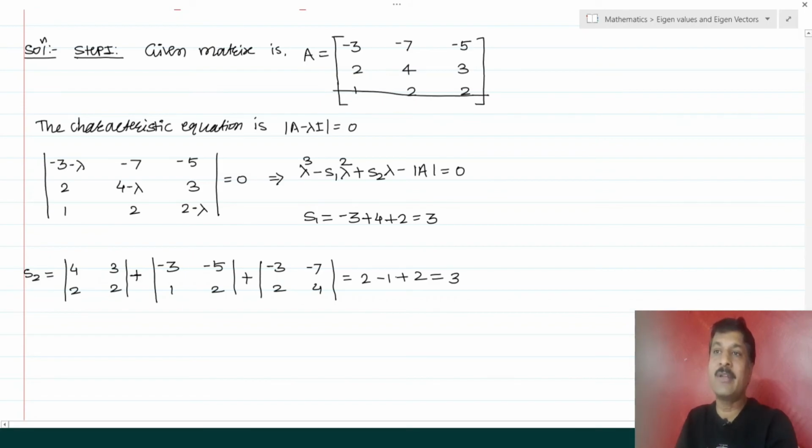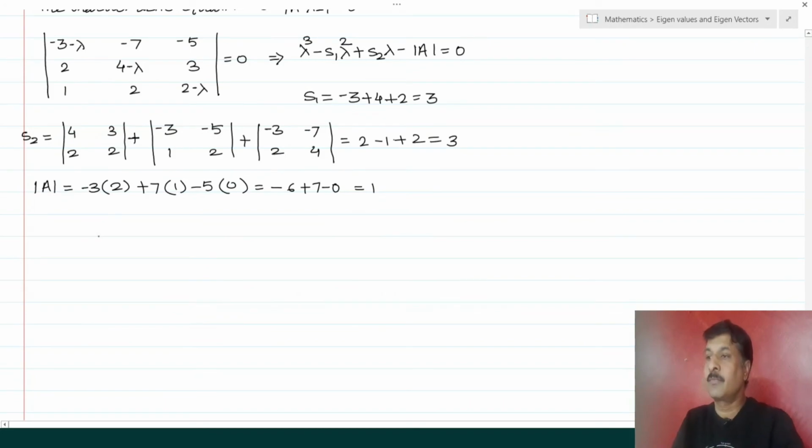And the third diagonal element is 2, so I am getting that the sum is equal to 2 minus 1 plus 2, that is equal to 3. And now the determinant of A: what is the determinant of A? That is equal to -3 into 2 plus 7 into 1 minus 5 into 0. So that is -6 plus 7 minus 0, that is 1. You know how to find the determinant of A.